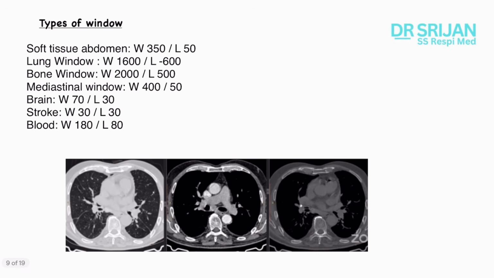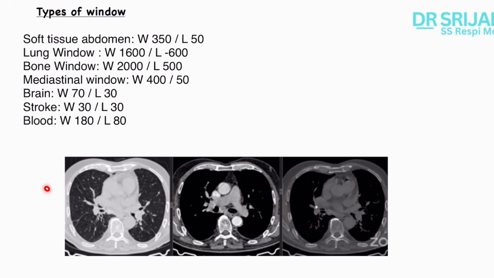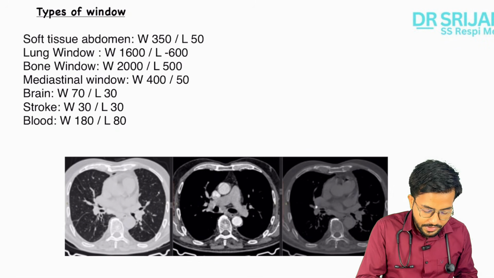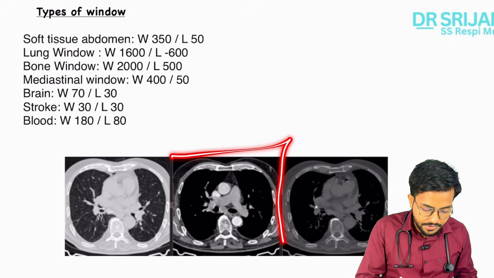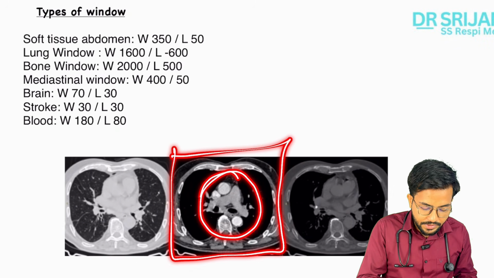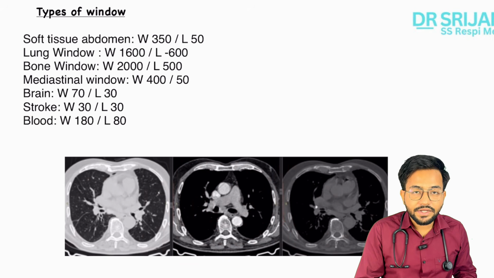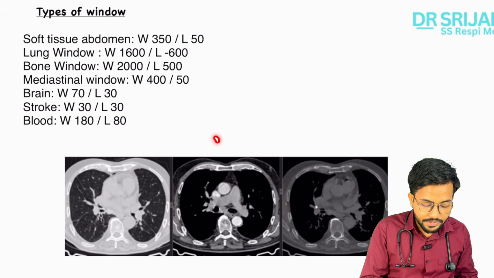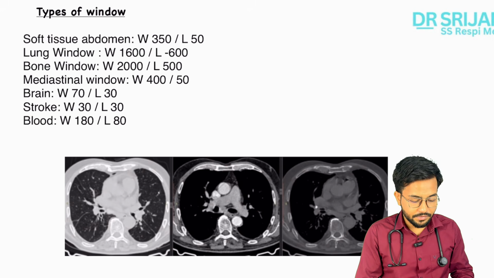So I've shown you an image. This is our lung window which I'm talking about. Here the architecture of the lung parenchyma looks very distinct and clear. If you see this image in the middle, the middle part, that is the mediastinal structures, are much more prominent. So this is a mediastinal window which I'm talking about.